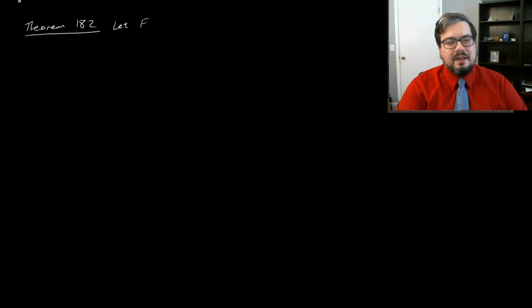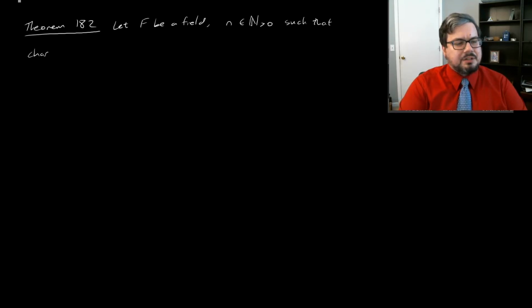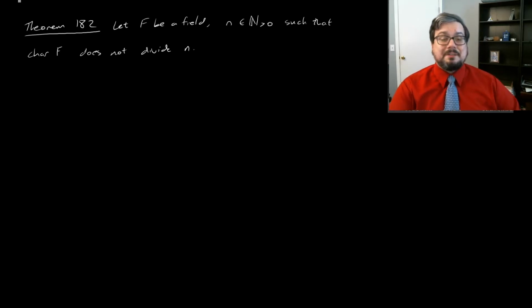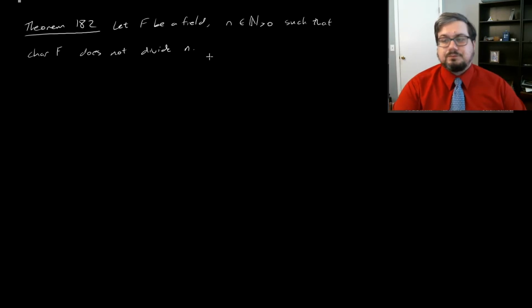So let's let F be a field, n a positive natural number, such that the characteristic of F does not divide n. So if the characteristic of F is 0, this applies to any n, and if the characteristic of F is a prime number p, you just need n to not be divisible by p.